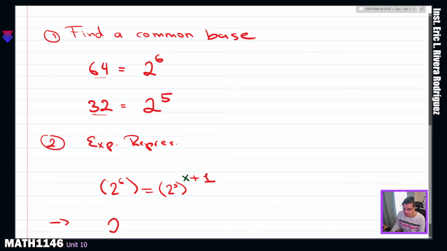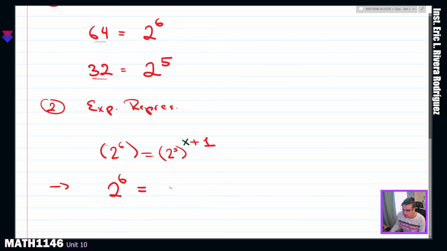By this point now you can use the law of exponents, because here, remember, from the law of exponents, see what we have now? We have inside the parentheses an exponential expression, and outside the parentheses an exponent applied to that parenthesis. So what we do here, this is the same as 2 raised to the power of 5 times x plus 1.